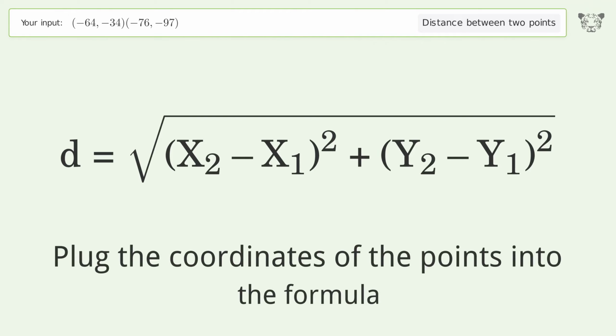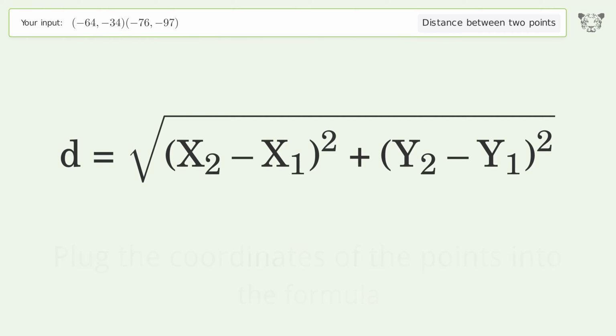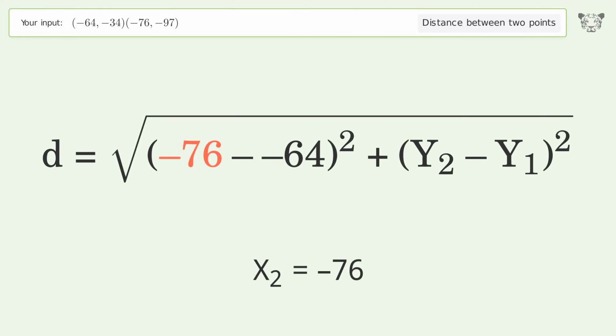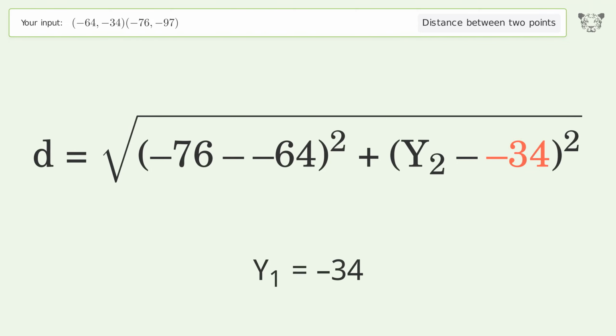Plug the coordinates of the points into the formula. x1 equals negative 64. x2 equals negative 76. y1 equals negative 34. y2 equals negative 97.